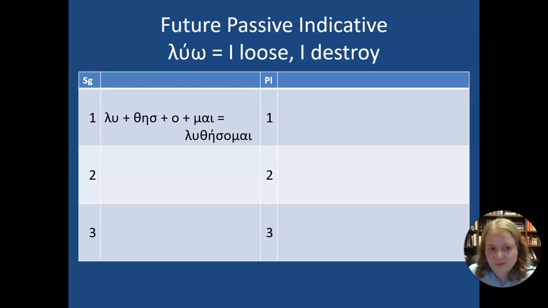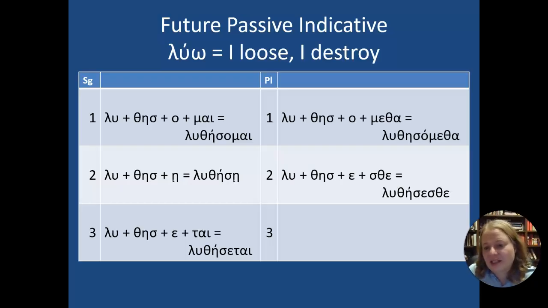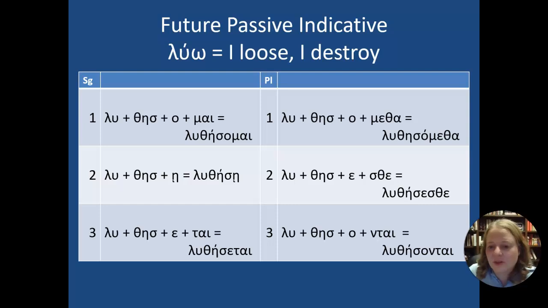Lu is your stem. Thes is the infix. Omai is what you already know, so luthesomai. Luthese, luthesetai, luthesometha, lutheseste, and luthesontai. If you literally took out the thes, you would have just the present middle passive. So luomai, lue, luetai. This is what you already know.